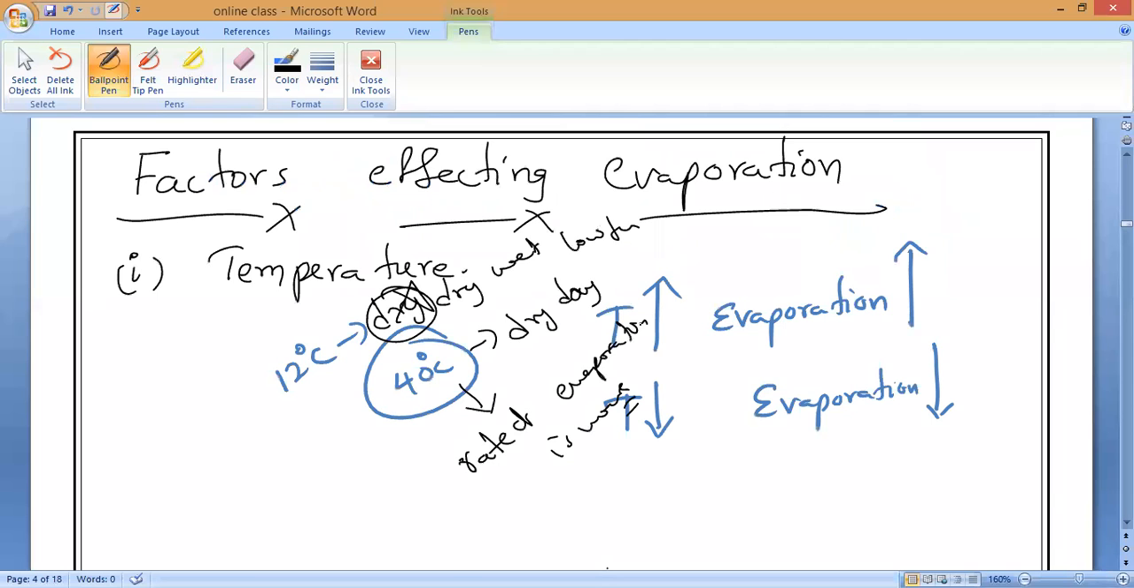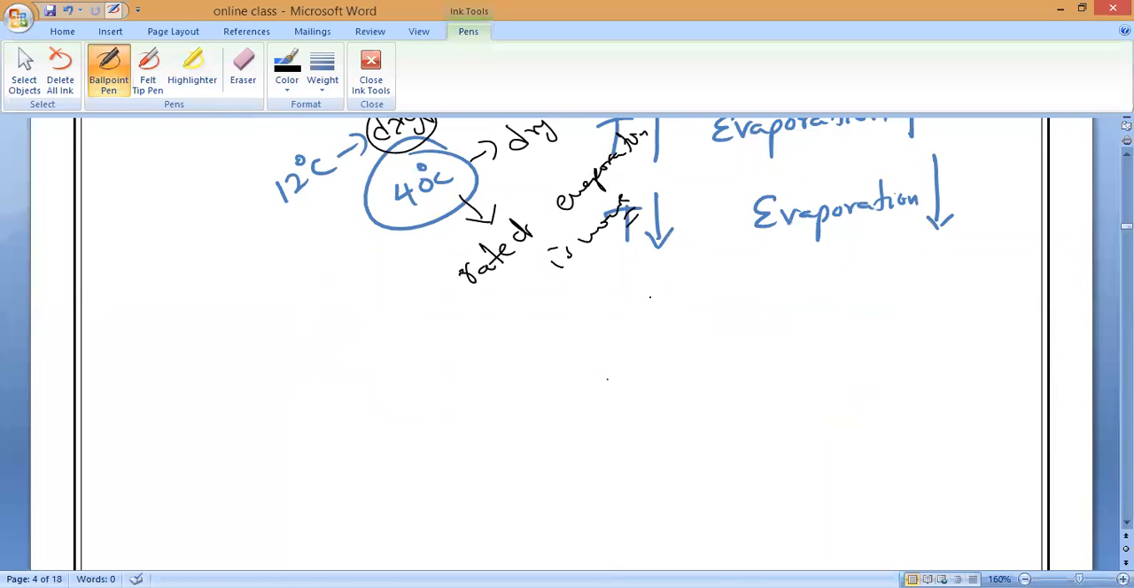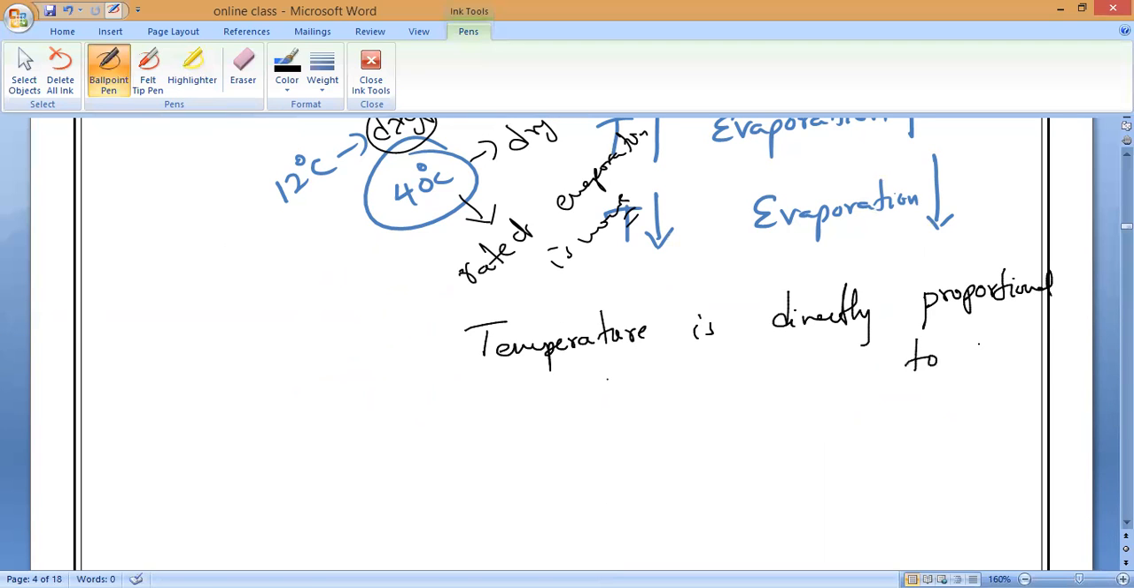So what is the relation? Temperature is directly proportional to rate of evaporation. Please write it. Temperature is directly proportional to rate of evaporation. Is it okay, everyone? So when temperature increases, rate of evaporation also increases. Is it okay? Yes or no?